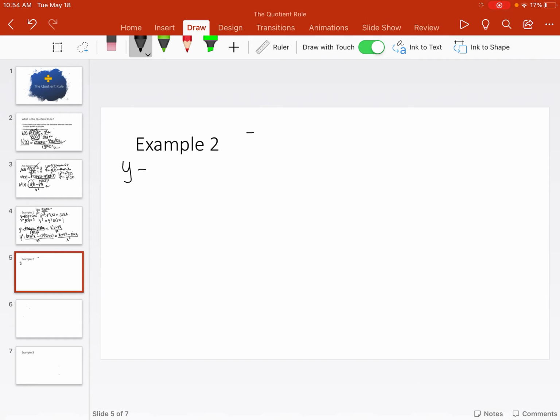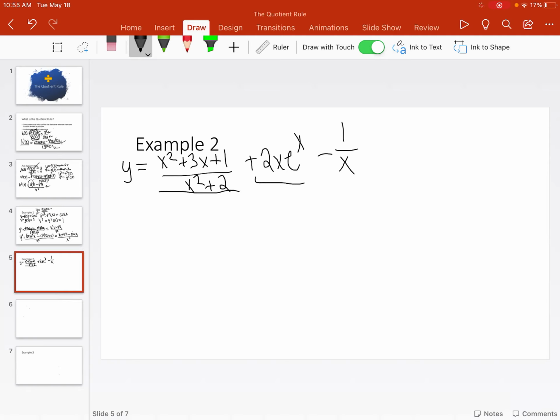So y is equal to (x squared plus 3x plus 1) divided by (x squared plus 2), plus 2x e to the x minus 1 over x. Looking at this, we know we have to use our sum and difference rule. We have to take the derivative of each term on its own, right? Then put it all together.